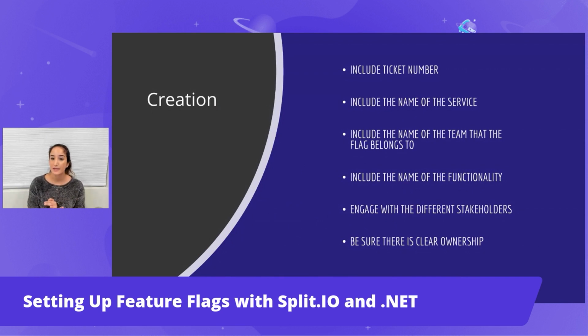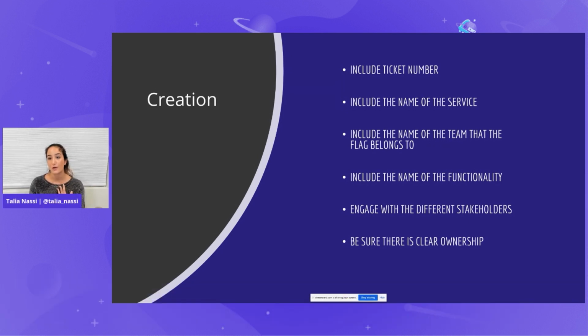The first step in feature flag creation is to create a naming convention. There's a few options that you can choose from. Some of the things you can do are include a ticket number, include the name of the service, include the name of the team that the flag belongs to. You can include the name of the functionality. You should also engage with the different stakeholders on your team to define something that makes sense for all of your teammates, and just be sure that there's clear ownership when you create this flag to reduce any friction later on.